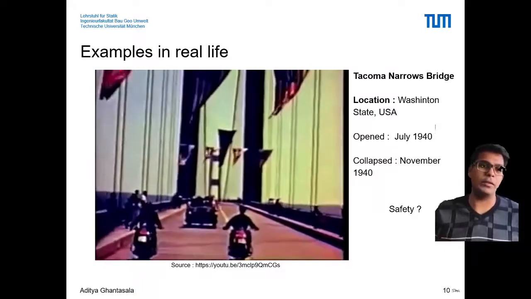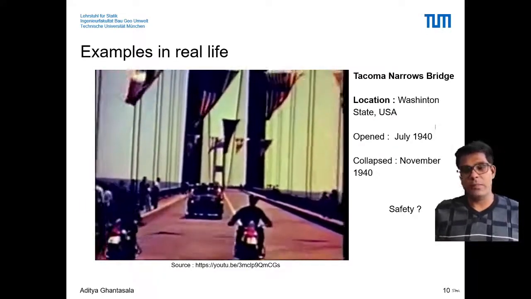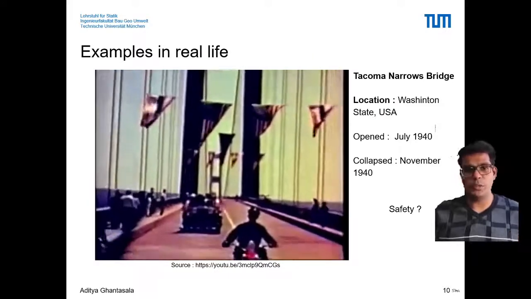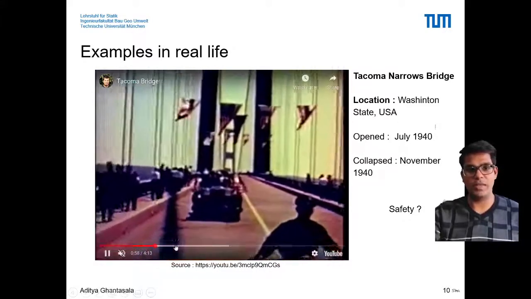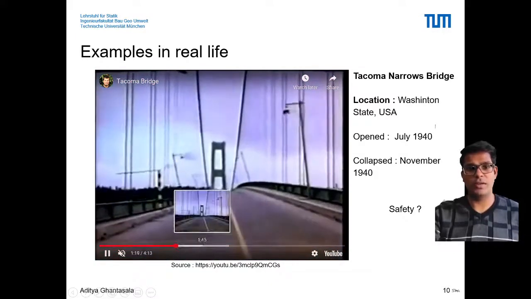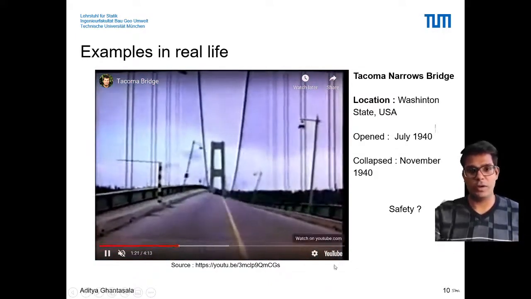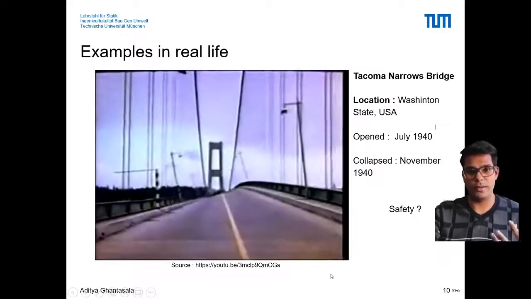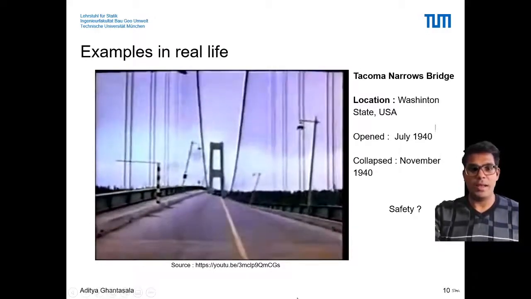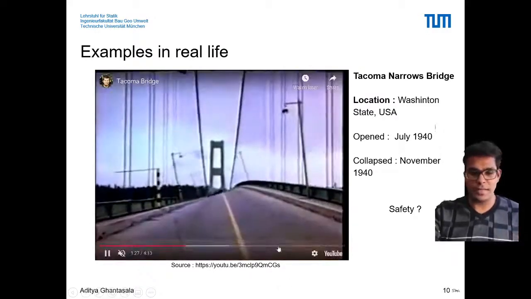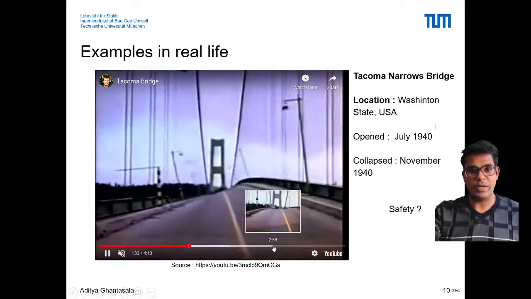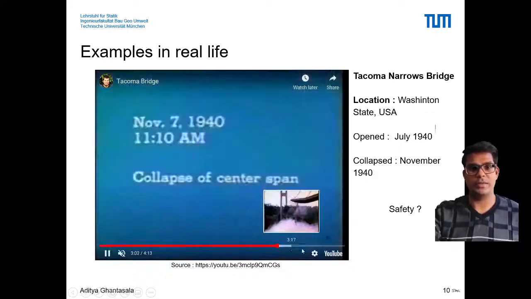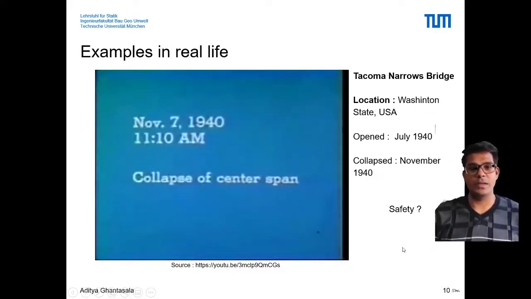The wind started to push the bridge around, and we can see that this bridge moves quite a lot when the wind pushes it, and as the movement increases and increases, at some point the bridge actually collapses. This is what we can see in this video. The bridge actually collapses.